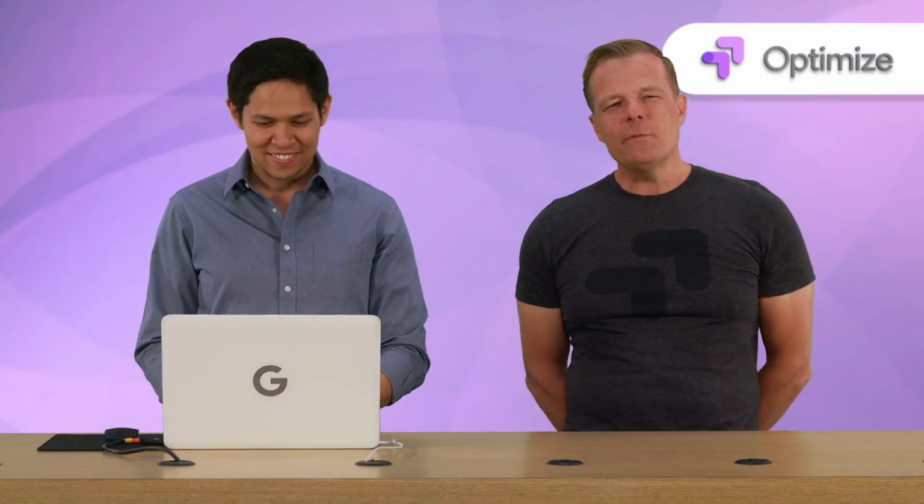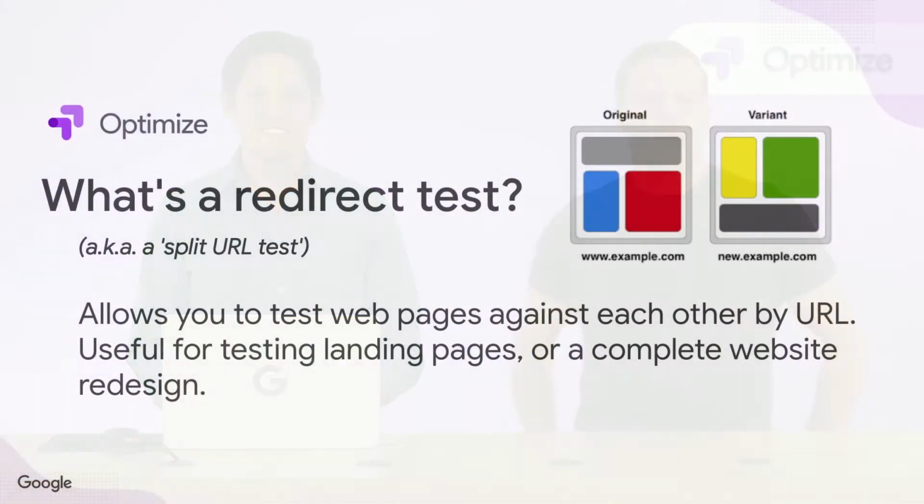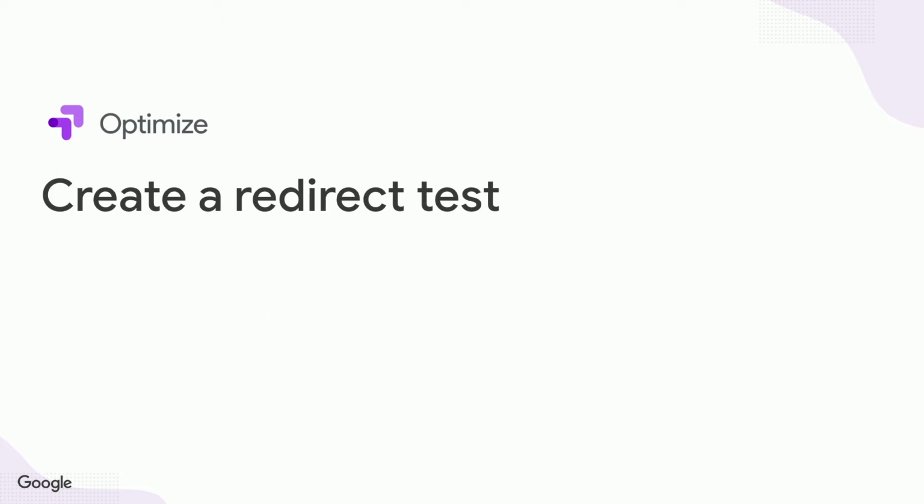Okay, so what's involved in creating a redirect experiment? Well, first of all, a redirect experiment will allow us to test multiple web pages against each other just by using their URL. So this is useful for testing multiple landing page designs or a complete website redesign. So how do you do it?